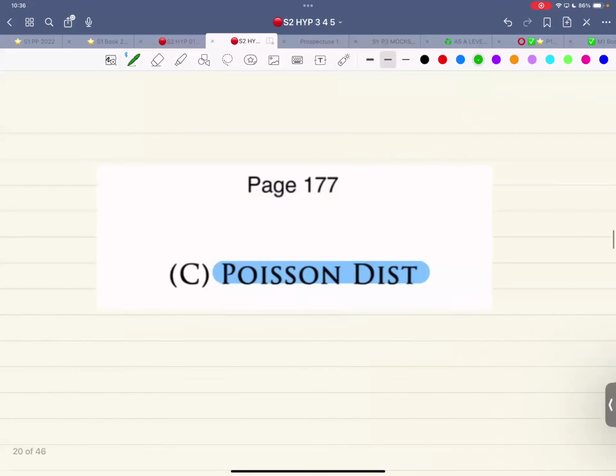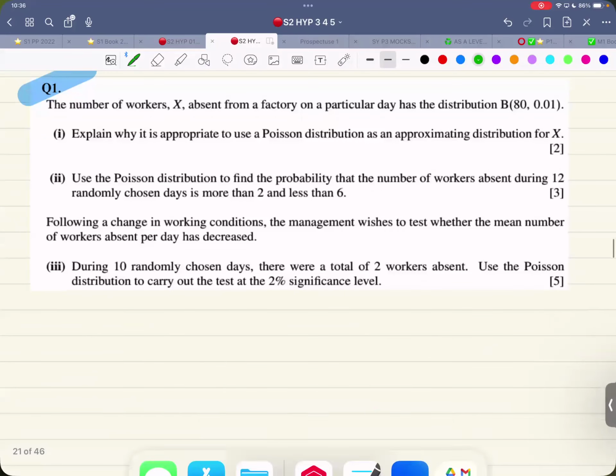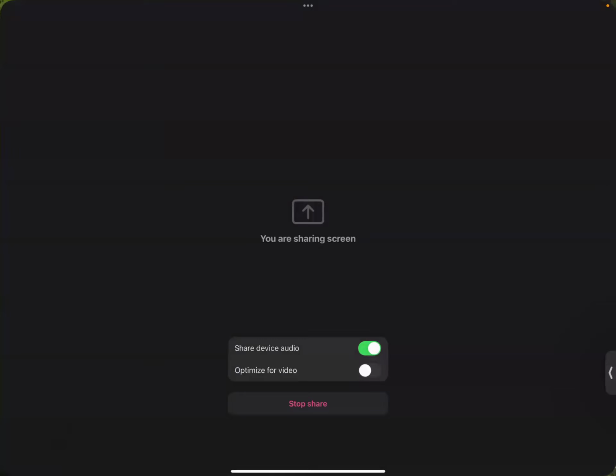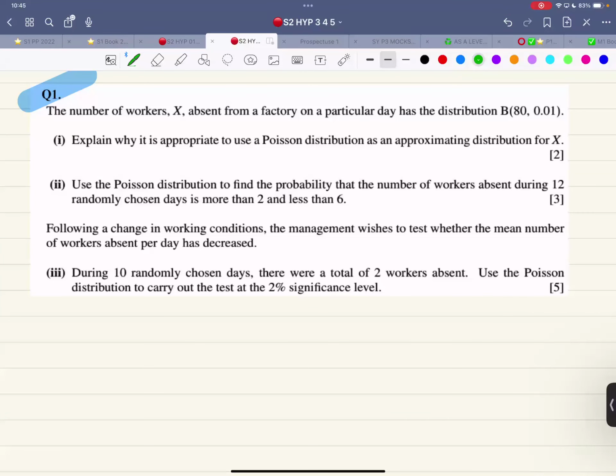Okay, so now let's move to Poisson distribution. Why don't you try this particular question out? Let me pause the recording. So now let's look at this question.